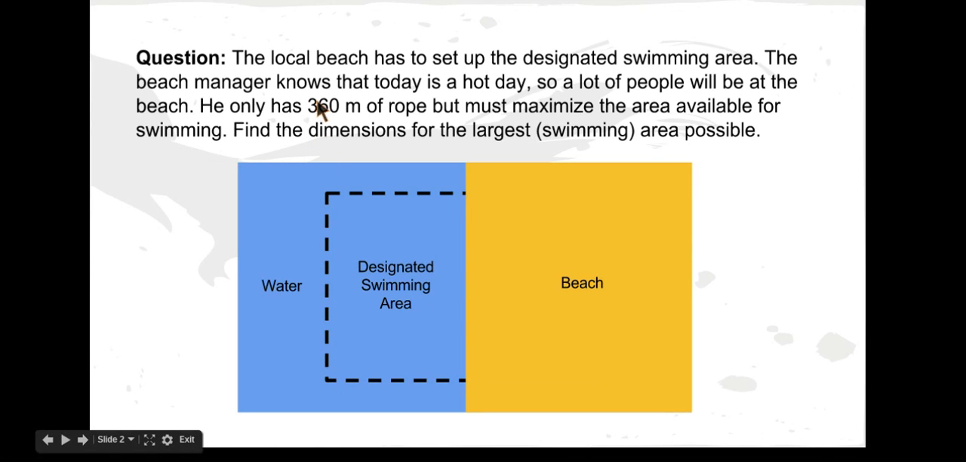The beach's manager wants to design an area for swimming, and he has only 360 meters of rope to get the maximum area. Our job here is to find the dimensions of the largest swimming area possible, which will allow us to find the maximum area.